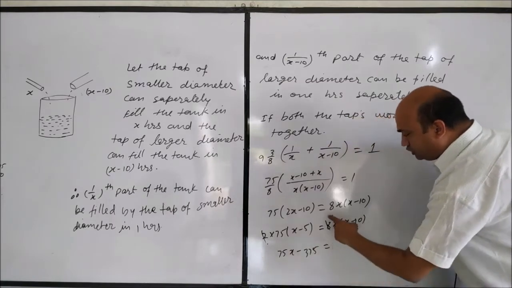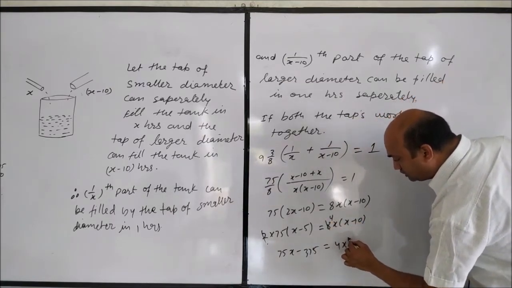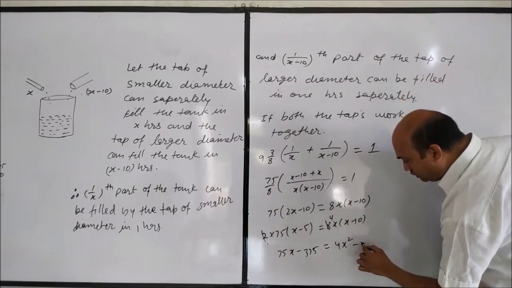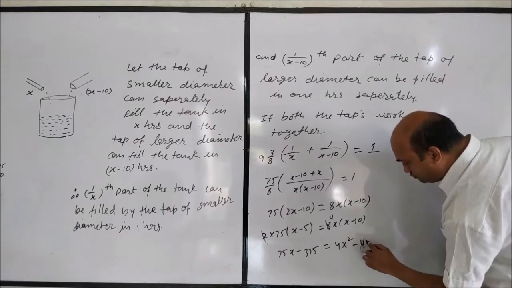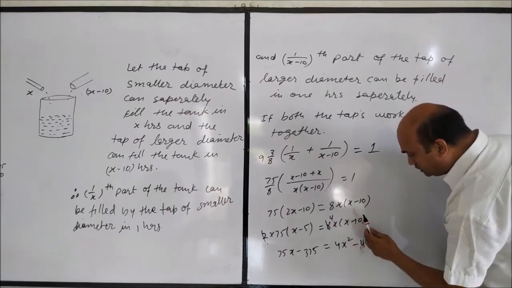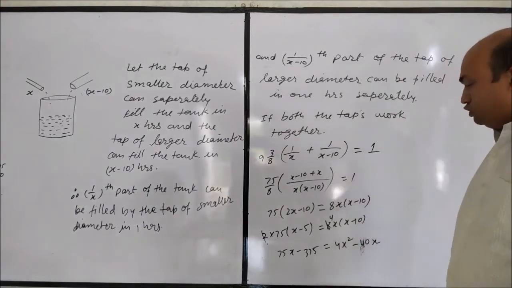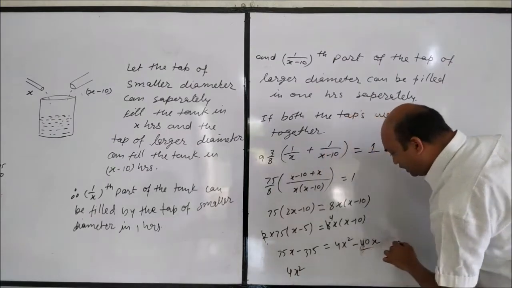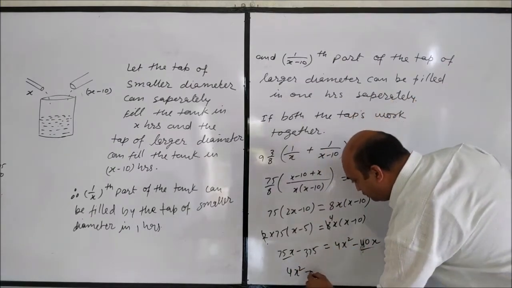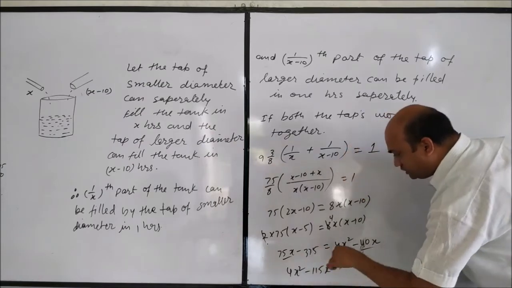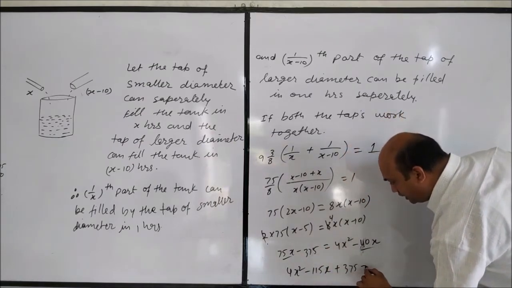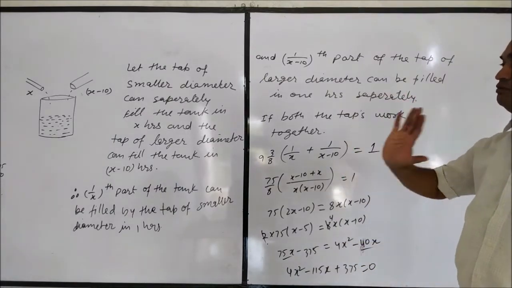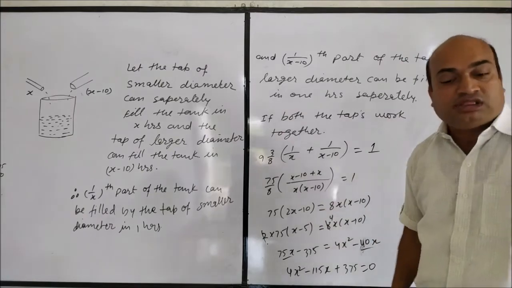375 is equal to 4 we multiply inside, 4x square. It is 4x into x, 4x square minus 4x into 10, it is 40x we get. Now, these two terms we shift here. It is 4x square minus 40x minus 75x will be minus 115x. And this will be plus 375 is equal to 0. This is the quadratic equation we get. That is the word problem we converted into the quadratic equation form.